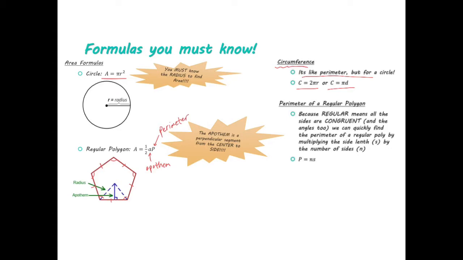Cool. So you guys know how to find perimeter. It's just the distance around the polygon. And I give you a little hint over here. The perimeter is found by doing the number of sides times the length of the sides, where n represents the number of sides and s represents the side length.